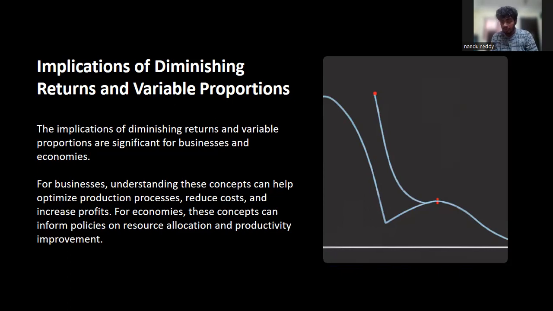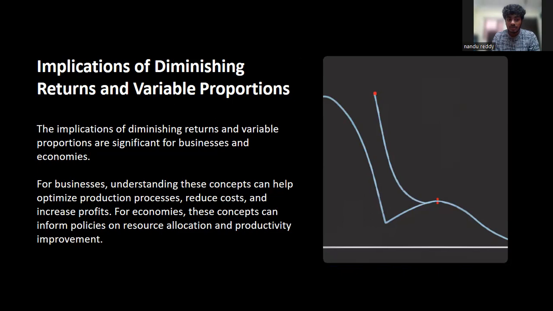See, if a production person did not know all these, variable proportions and diminishing returns, and does not visualize the data, then he will get profit for some time, but maybe not overall. If he did not know this, then he will get a maximum loss in future.